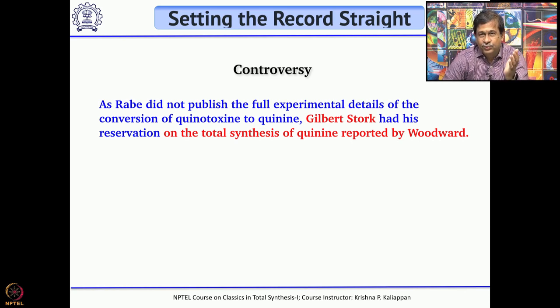So Gilbert Stork, who completed the first asymmetric synthesis of quinine, had his own reservation. When the full experimental details were not known for the conversion of quinotoxin to quinine, then the total synthesis of quinine reported by Woodward may not be valid, isn't it? After all, he has made only quinotoxin. He has not made quinine. He thought that since quinotoxin had already been converted into quinine by Paul Rabe, he did not carry out the conversion of quinotoxin to quinine.